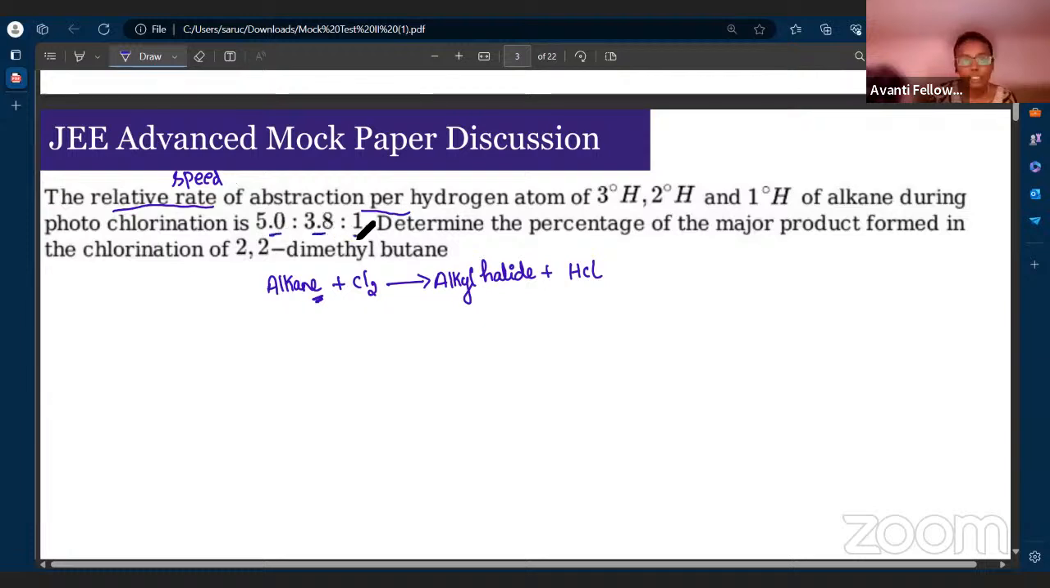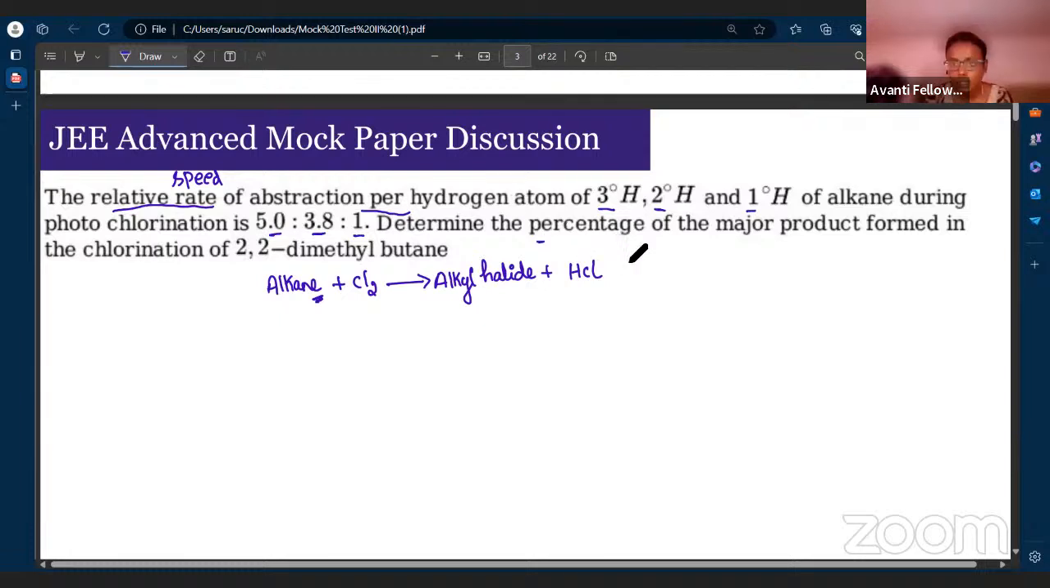So why are there three? You have it for the tertiary hydrogen, secondary hydrogen, and primary hydrogen. So you have to determine the percentage of the major product for the chlorination of 2,2 dimethylbutane. You have to calculate the percentage. So how to do the calculation?